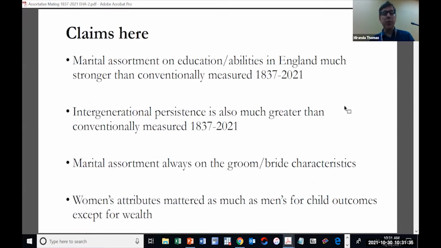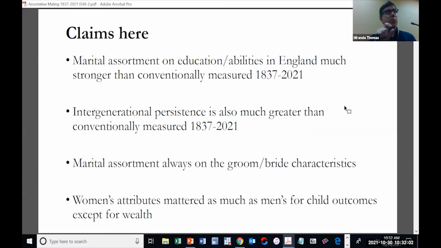And what are the claims we're going to make here? We've got a very short time, so let me just get to the key points. What we're going to show is that marital assortment on education and abilities is much stronger than conventionally measured in England, all the way back to 1837. Also, intergenerational persistence is equivalently much higher, much more persistence, again, all the way back to 1837.